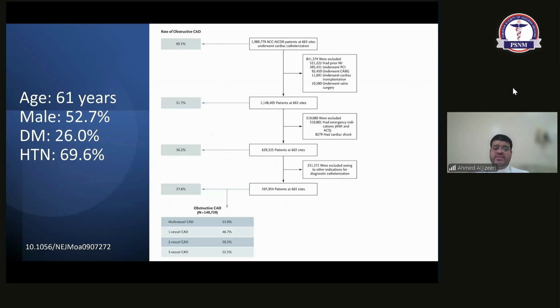The answer comes from this study, which is from the NCDR registry in the US, where they looked at 2 million people referred for coronary angiogram, and when they excluded people who had prior MI, prior PCI, prior CABG, and those patients going for transplantation or going for valve surgery, or those patients who presented with acute coronary syndrome, they ended up with almost 400,000 patients, and only 37.6% of them had obstructive disease. So more than 60% could have been risk stratified otherwise without subjecting the patient to the risk of invasive coronary angiography.